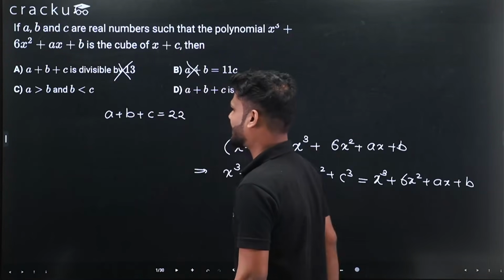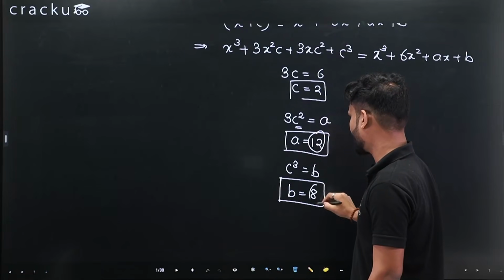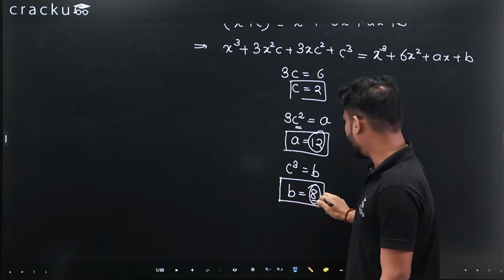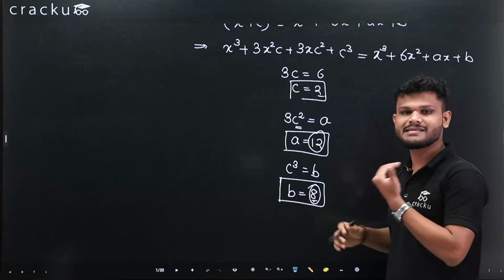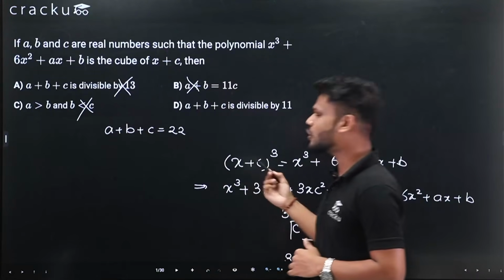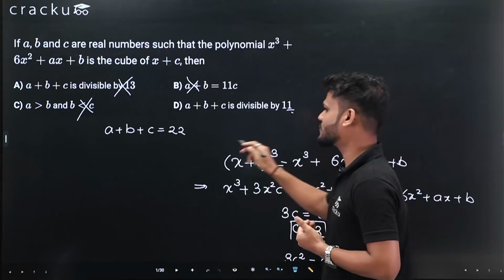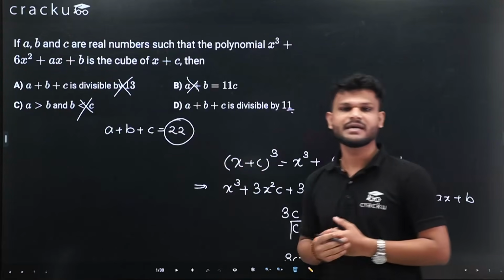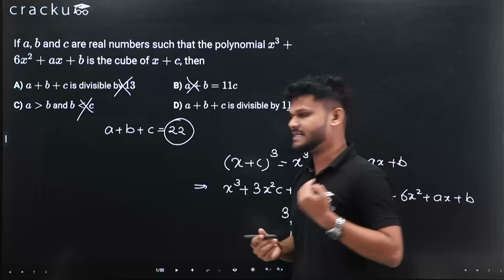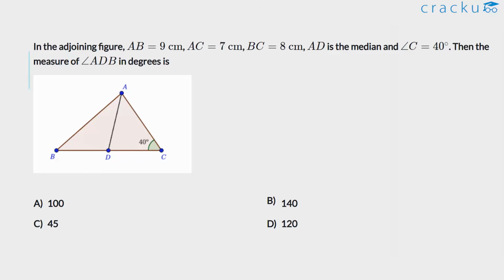Next, a is greater than b and b is less than c. Is a greater than b? Yes. But is b less than c? No, b is greater than c. So this option is also not correct. Then the fourth option says a plus b plus c is divisible by 11. So a plus b plus c is 22. Is 22 divisible by 11? Yes, it is divisible by 11. So option D is the correct choice here.